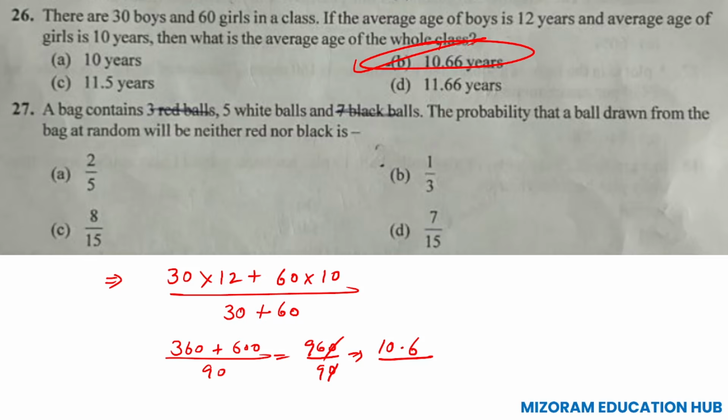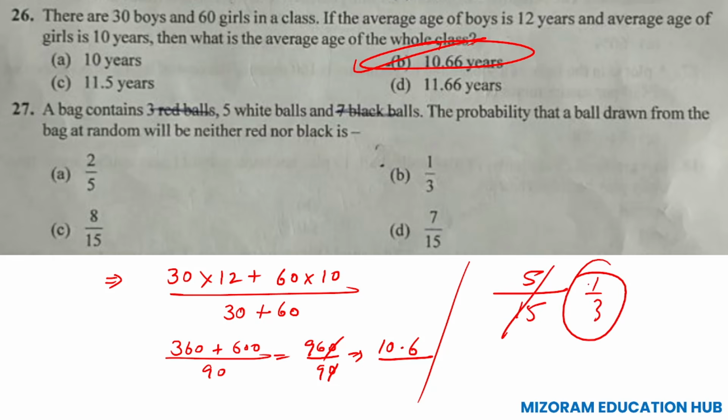Question number 27. A bag contains 3 red balls, 5 white balls, 7 black balls. Probability that a ball drawn from the bag at random will be neither red nor black. So neither red nor black means it must be white. White balls are 5, and all the balls are 3 plus 5 plus 7, that is 15. So 1 by 3 will be the probability of getting white balls.